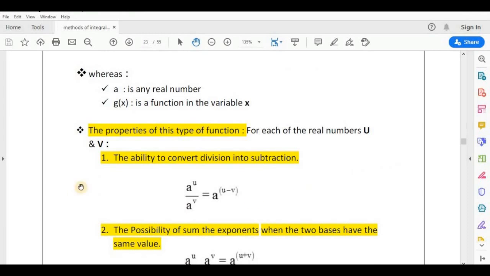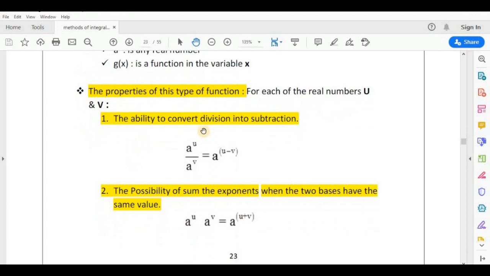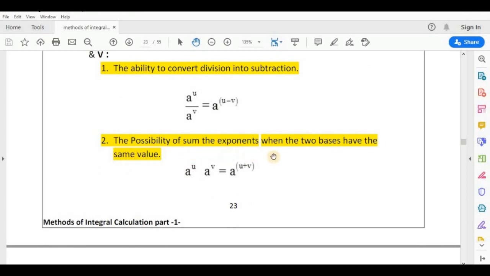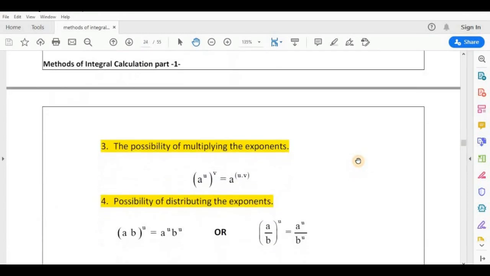Let's see another point. The properties of this type of function for each of the real numbers u and v. The ability to convert division into subtraction. As you can see here, we compare the division to the subtraction. The possibility of the sum of the exponents when the two bases have the same value, we can add the exponents, it will be u plus v. Let's see another one. The possibility of multiplying the exponent. If we have this form, we can multiply the exponents, it will be u multiply v.